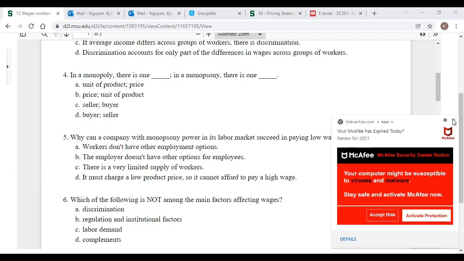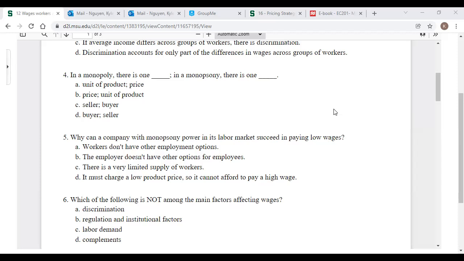D, must charge a low product price so it cannot afford to pay a high wage. There's nothing saying it needs to charge a low product price. I don't even really know what that means, but the second half isn't correct because there's nothing limiting it from charging a higher product price. And that also means that they should pay a higher wage. Is there any questions about that?